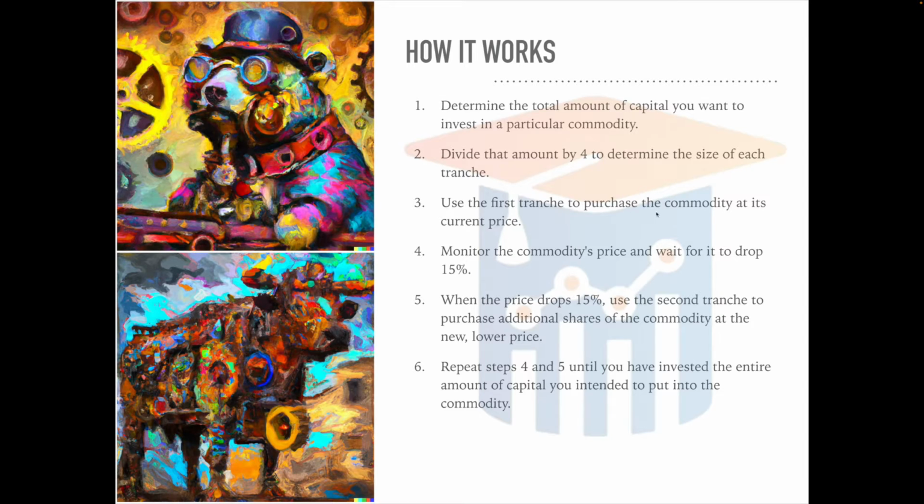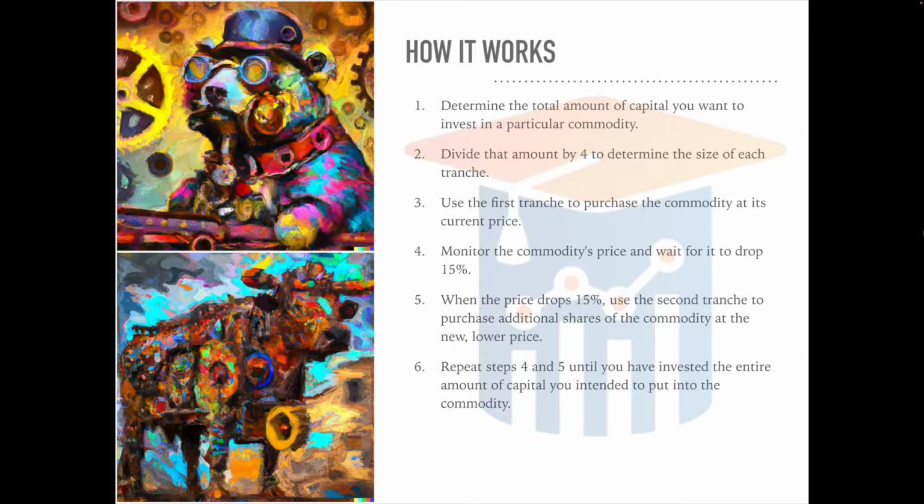So number 3, use the first tranche to purchase the commodity at its current price. What that means is, let's say for example, I'm going to use Berkshire Hathaway, right? I'll show you guys the charts shortly. You invest at a specific price of, let's say, $230. Okay? What you want to do is wait and don't put any more money into that stock until you start seeing a significant movement. If it starts moving down a specific amount of percentage, you would want to add the second tranche, meaning the second quarter of the total amount you're willing to invest in that particular stock.